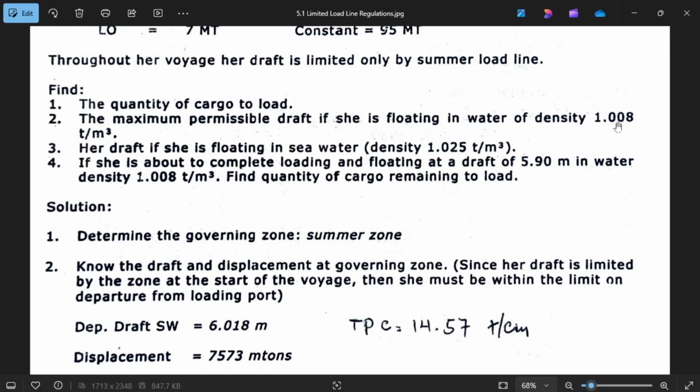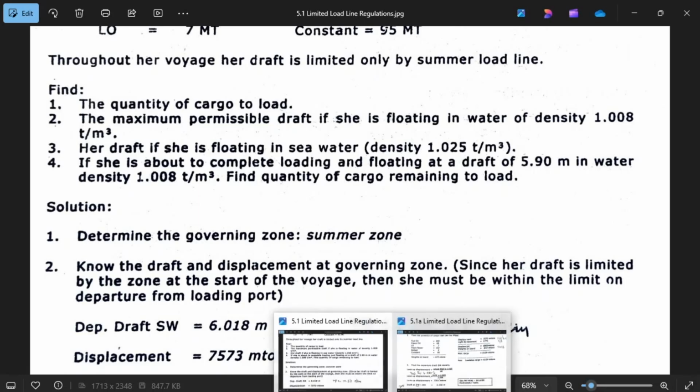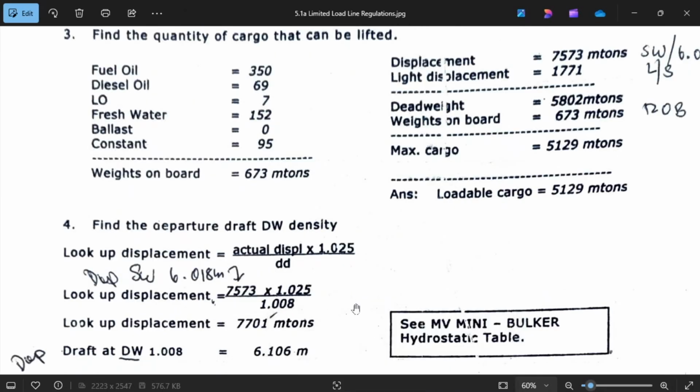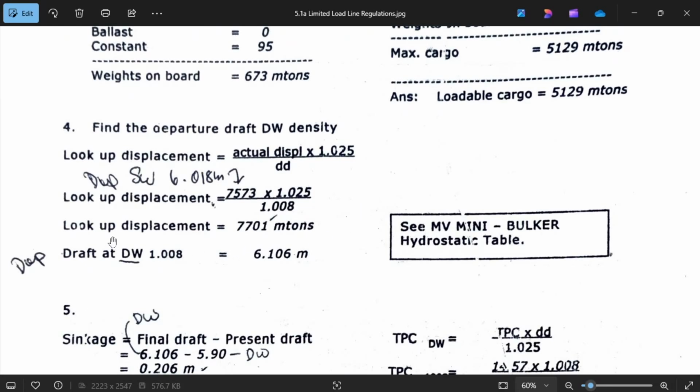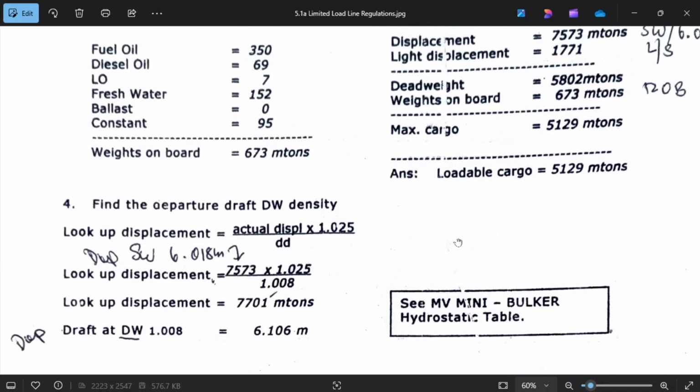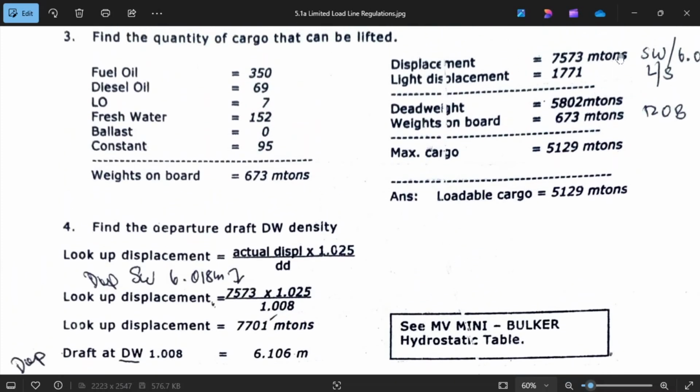which is this one, guys, 1.008. Okay. Then you will have a displacement of dock water in 1.008 that will be 7701 metric tons. Look, guys, when you are floating in summer or salt water, the drop here is less. When you go to a lower density, which is 1.008, you have more weight here of 7701. When in seawater you have less, 7573. Take note of that.